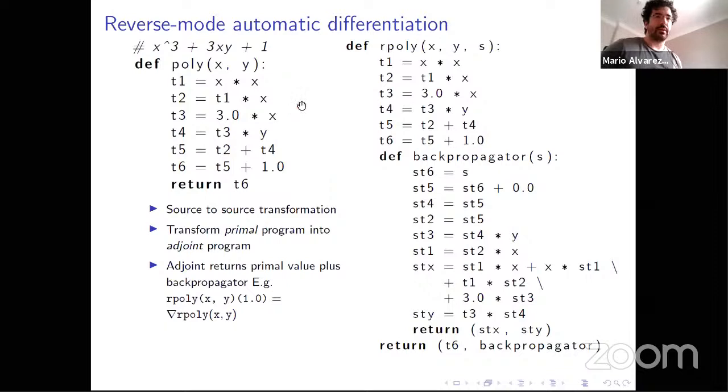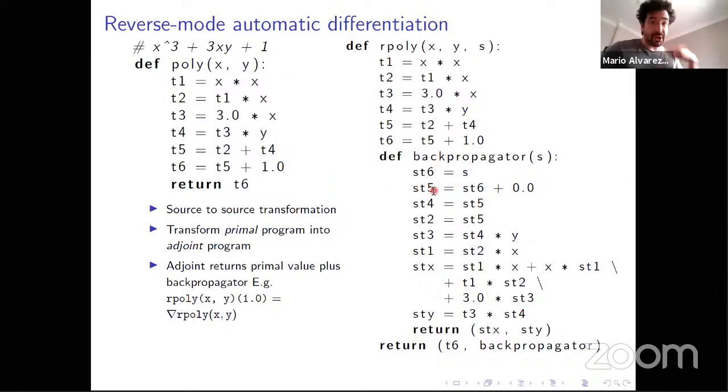Okay, so as I was saying, the reverse mode transformation of this simple function is usually called the adjoint of the original function. It has a forward pass, which roughly follows the structure and the control flow of the original function. And then it has a reverse pass. What this reverse pass does is compute the partial derivative of the output of your function with respect to each of these intermediate values. So in this case, st6 is the partial derivative of the output of the function with respect to the output of the function. So it's just the identity.